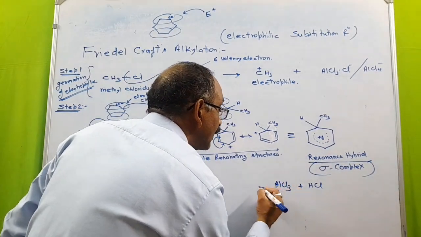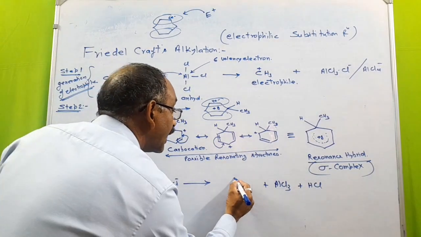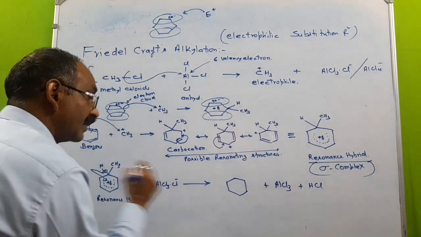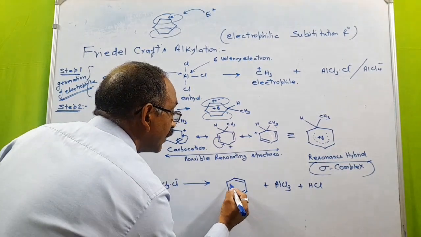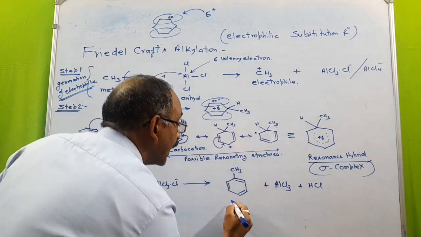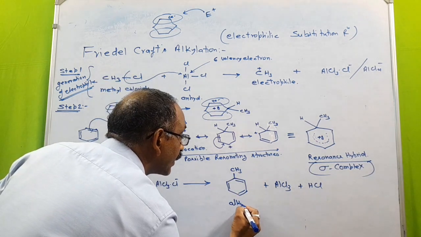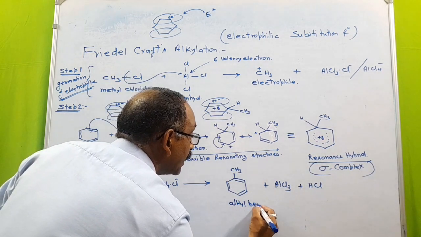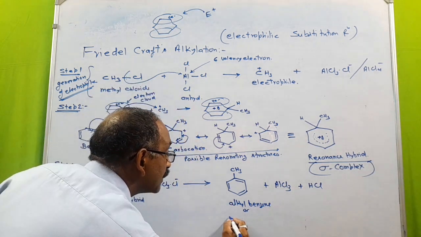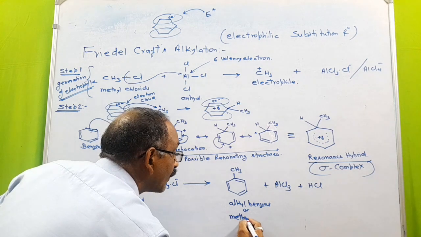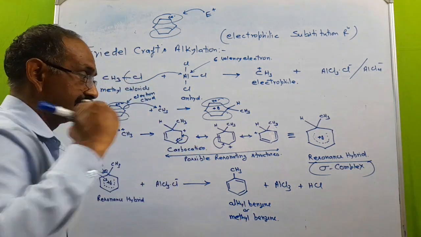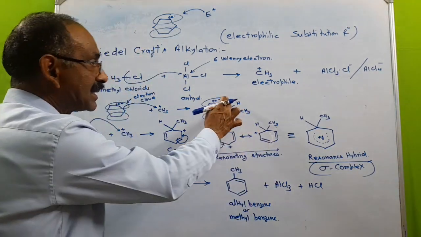This anhydrous AlCl3 will set free, and now the deficiency of the ring will be compensated, and finally we will get our alkyl benzene. As here the alkyl group is methyl, our end product will be methyl benzene. Is it clear?